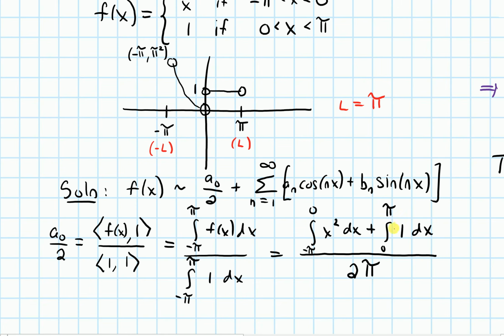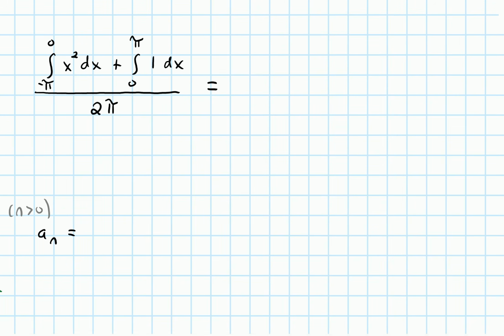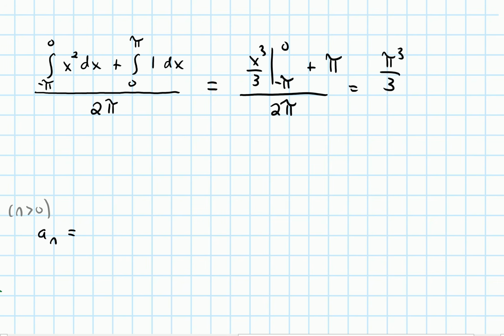Now let's knock out these two integrals on the top. The antiderivative of x squared is x cubed over 3, evaluated at 0 and negative pi. And the integral of 1 from 0 to pi ends up being just pi. The denominator is 2 pi. If we plug 0 in, then negative pi, and subtract, we end up getting pi cubed over 3, and then we still have that plus pi, all divided by 2 pi.